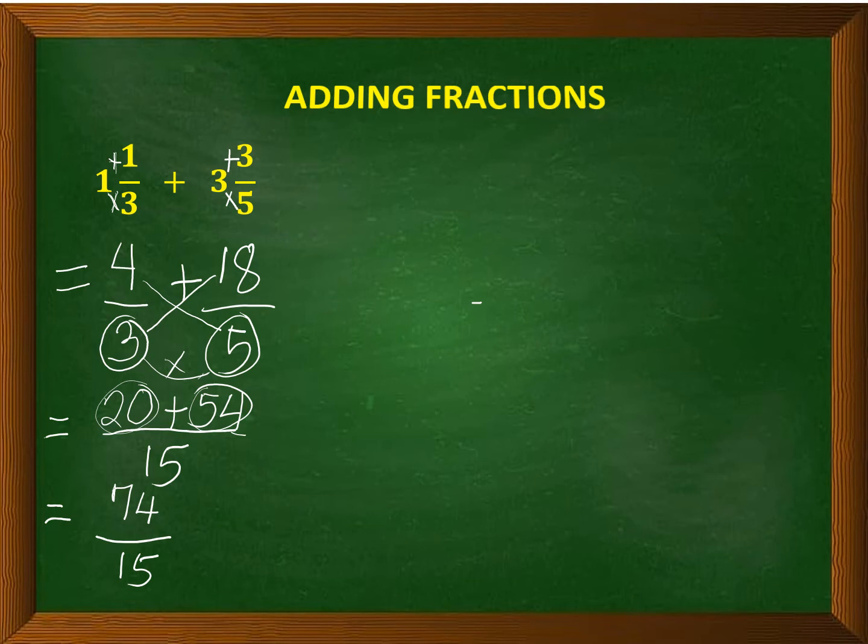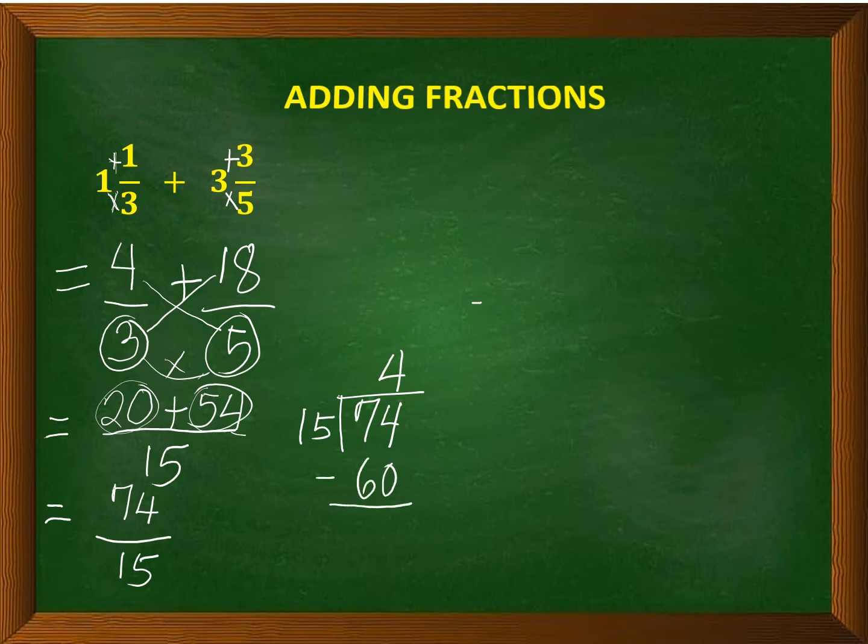We divide 74 by 15. Right, so how many 15ths are there? How many 15ths are in 74? 4. 4 times 15 is 60.